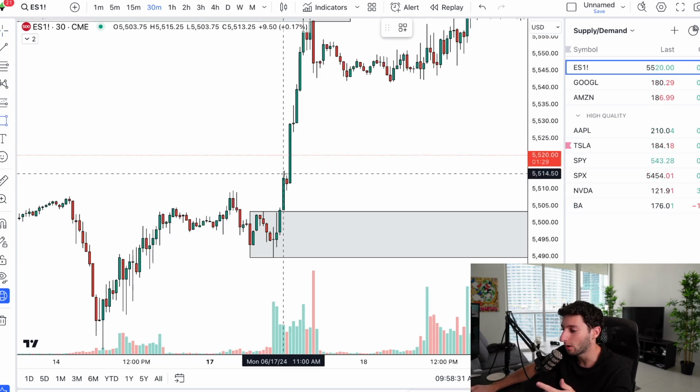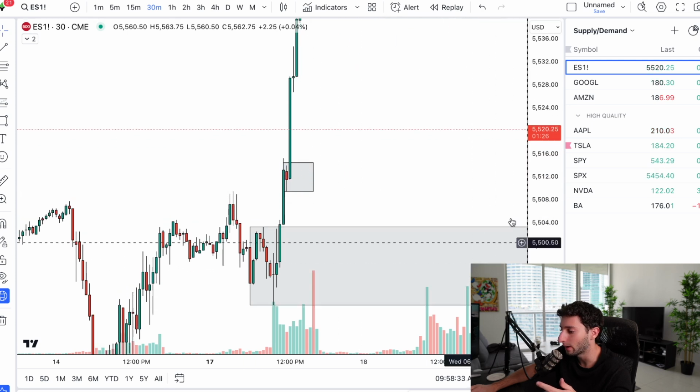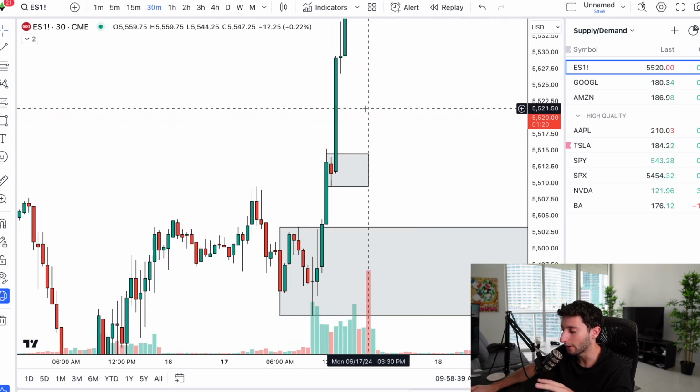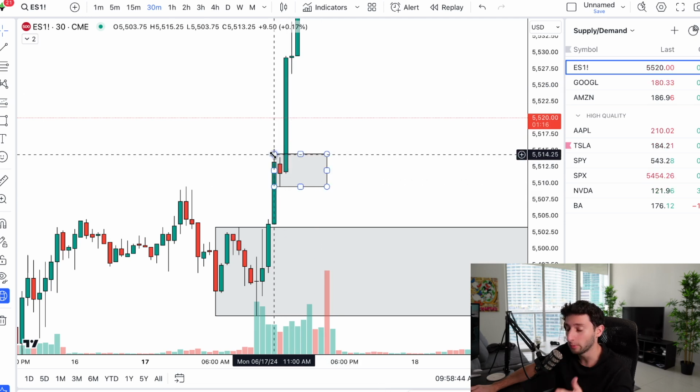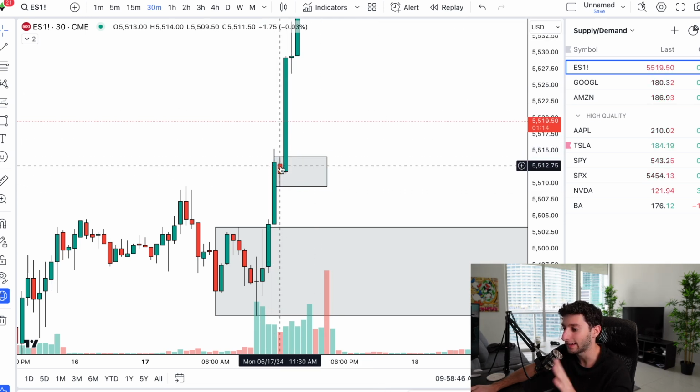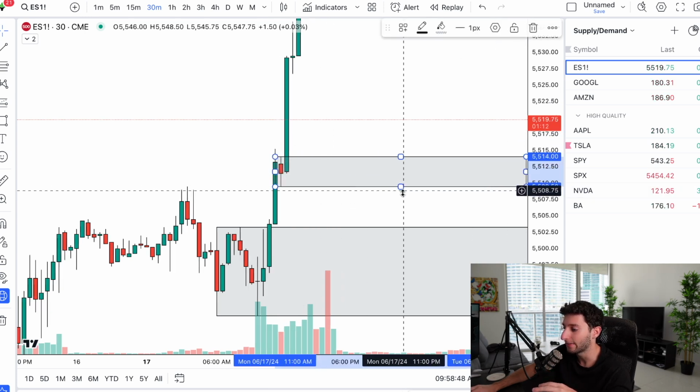And if I go ahead and I draw this zone here, same rules apply, right? So I take that we have a nice fast move higher, right? We have a rally, we have a base, we have another rally. I simply just look at the candle before. It doesn't matter whether it's green or red. Just take the candle before from the high to low, and I extend that out, okay?